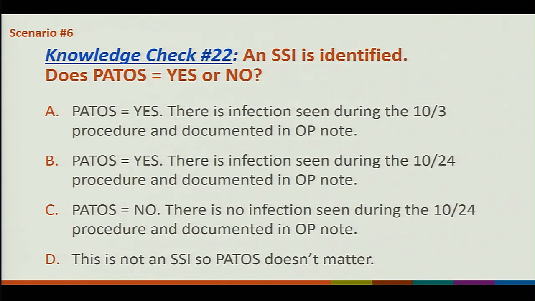An SSI is identified as PATOS equals yes or no. PATOS equals yes, there's documentation seen during the 10-3 procedure and documented in the op note. PATOS equals yes, there's infection seen during the 10-24 procedure and documented in the op note. PATOS equals no, there is no infection seen during the 10-24 procedure and documented in the op note, or this is not an SSI to PATOS, doesn't matter.